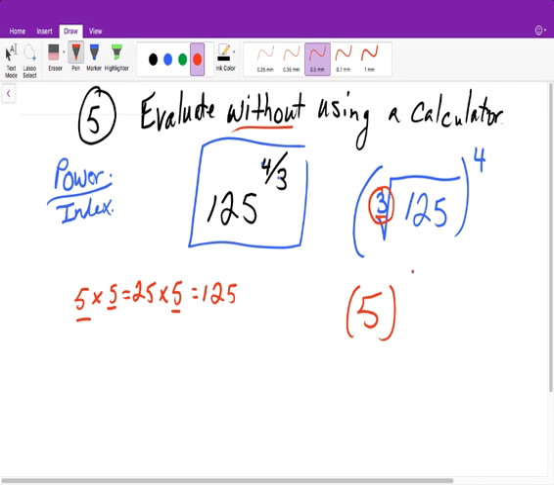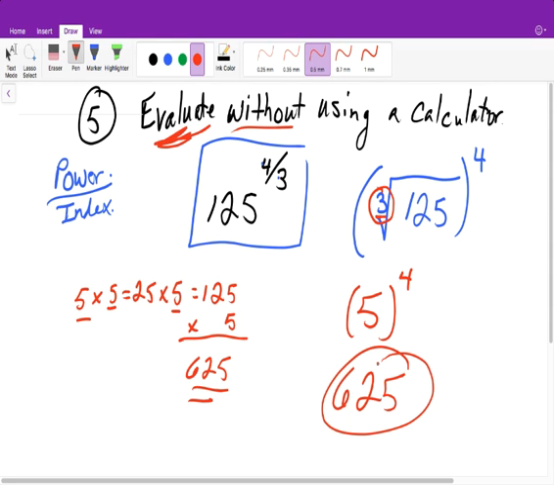And now we're left with 5 to the 4th power. So we want to evaluate. It doesn't say leave it as a prime number raised to a base. It says evaluate, so we must evaluate this. Well, we know that 5 cubed was 125. So we just need to multiply by one more 5. So this will then give us 625. So 5 to the 4th power is 625, and that would be your final answer.